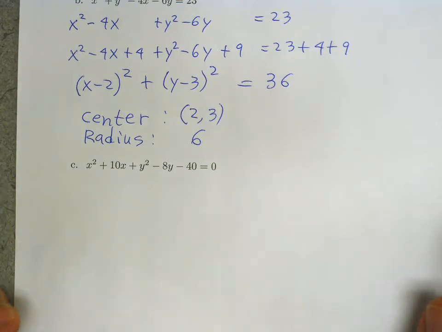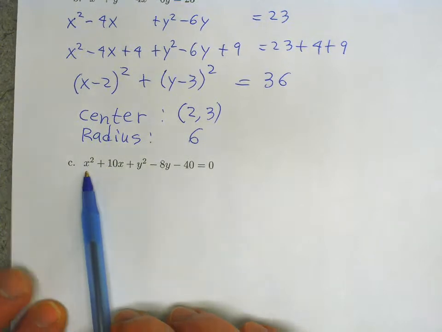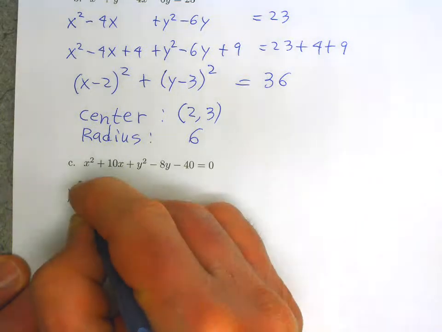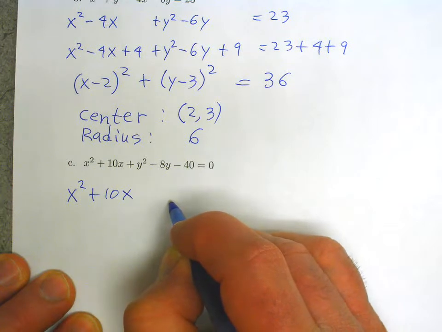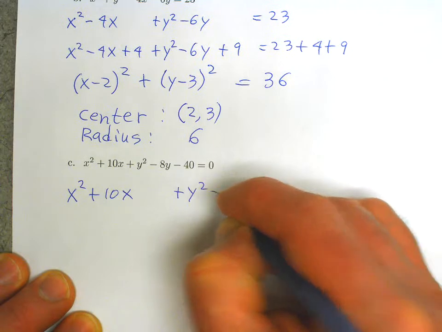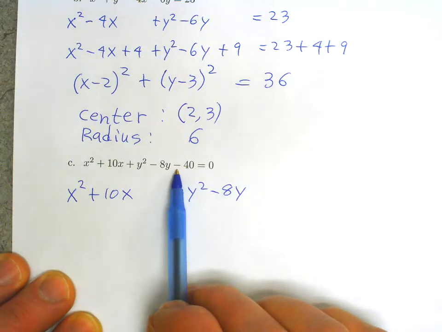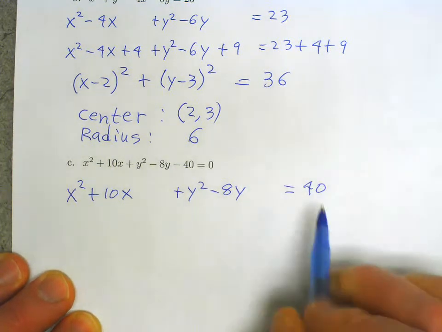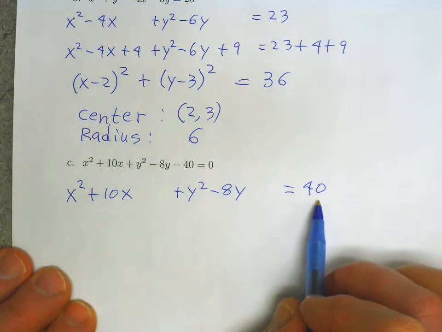Okay, well, we have time to do the last one. This time the x squared and the x term are already next to each other, so we'll just write x squared plus 10x, but I'll leave space for the completing the square part, and then write plus y squared minus 8y, and leave some space. This time we're going to add 40 to both sides, because we want the non-variable parts to be on the right-hand side to start with.